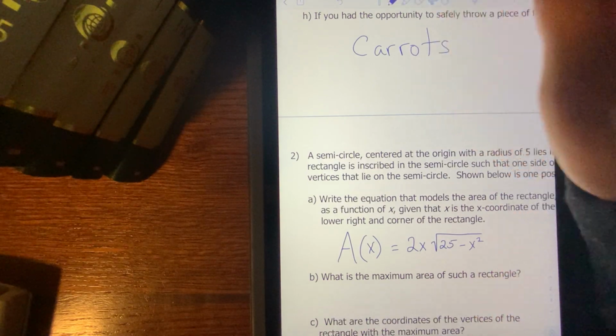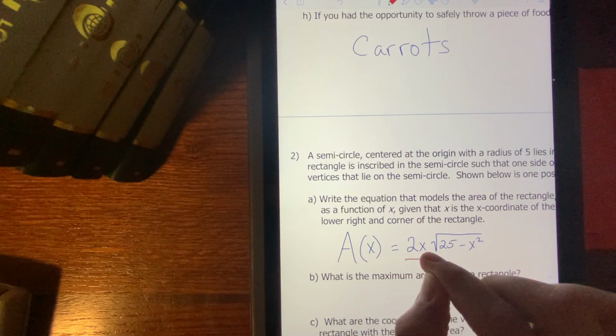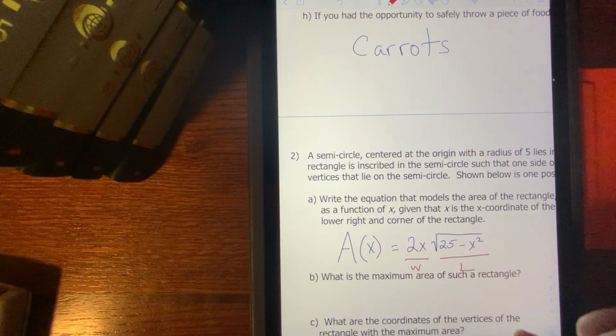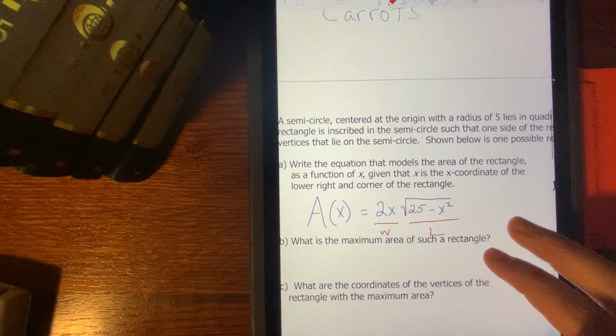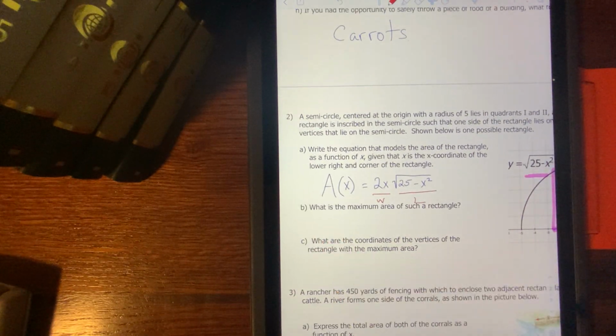And if we're confused by it, we could label the parts. This is my width, W. This is my length, L, or height, H. So it's the first one I think we've seen with a square root in it, so a little more exotic. What is the maximum area?